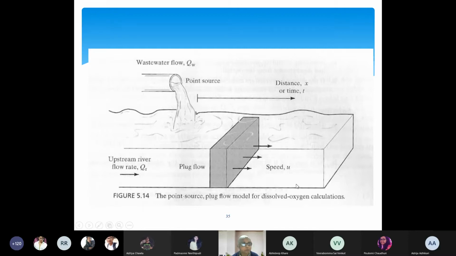We also make the assumption that the river water velocity is constant. So our point zero in terms of either distance or time is the point at which the wastewater falls into the river, and the river is fresh water. So there is a particular flow rate in terms of cubic meters per second, that is QR, and QW is the flow rate of the wastewater. So this is a single point wastewater discharge model.